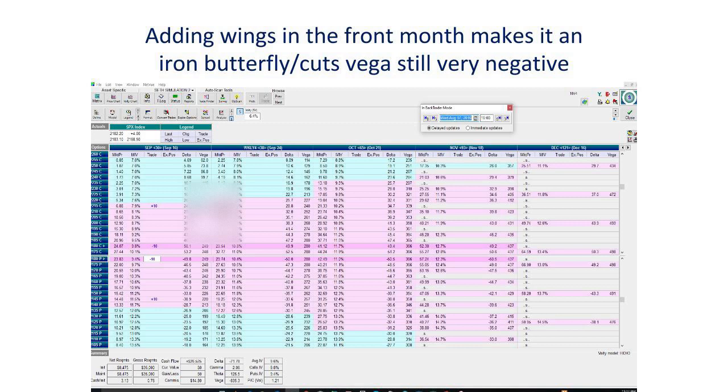That cuts the vega, the exposure to implied volatility, from about 5,000 to a little bit over negative 800. So an increase in volatility would hurt the butterfly much less than it would hurt the straddle, but it still hurts. It's negative $800 for each point of implied volatility that the options increase.